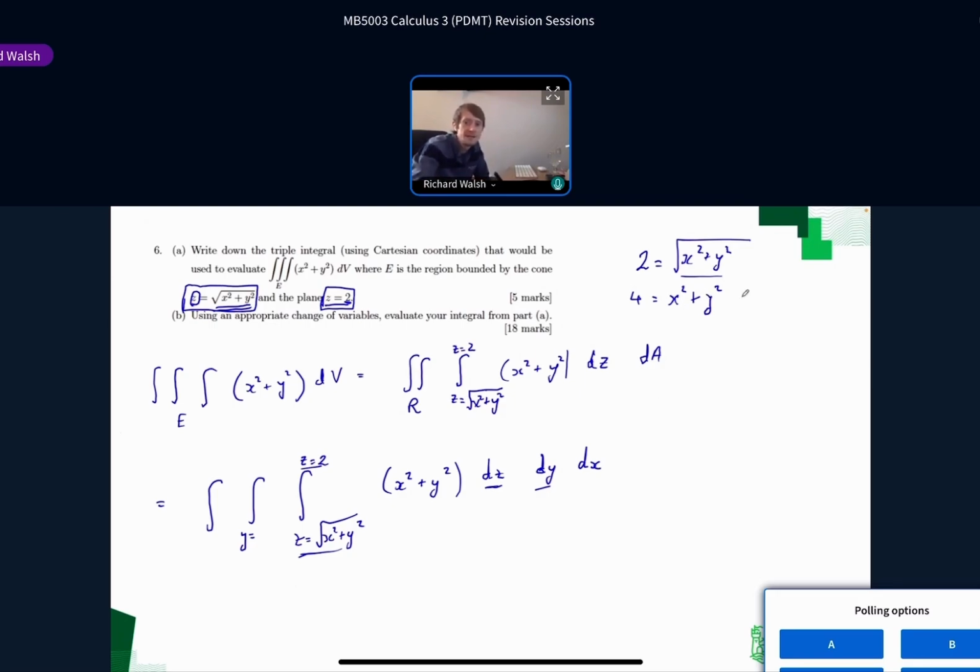Well, if this is my circle, remember now I'm just talking about the projection, I'm just looking down on the circle. So y squared will equal 4 minus x squared. So y itself, I need an upper and a lower limit. So I'll say plus or minus the square root of 4 minus x squared will give me my y limits. So y will be from minus the square root of 4 minus x squared up as far as plus the square root of 4 minus x squared.